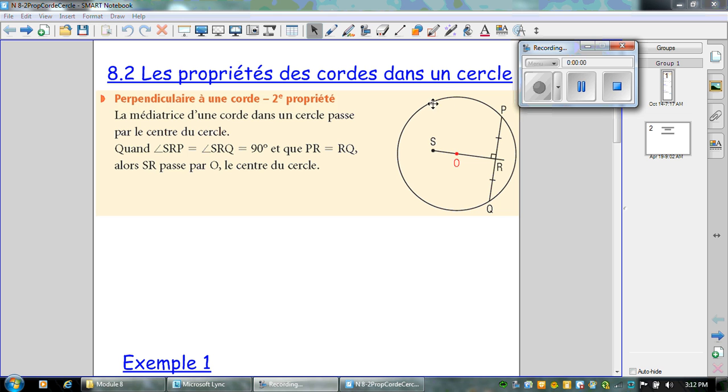Looking at properties of chords inside a circle. The property states that if I have a line inside a circle versus a tangent that is outside, the intersection point created by the radius at a 90-degree angle will split my chord in exactly two pieces. So let's do a couple of examples.